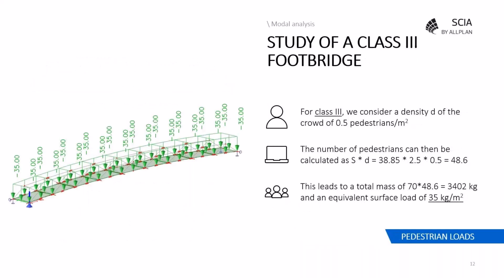So the first thing to establish here is to specify the loads to be applied, which will be corresponding to the presence of pedestrians. First, we will assume that the footbridge is of class 3, so we will consider 0.5 pedestrians per square meter. So the number of pedestrians can then be calculated as 48.6. We assume a mass of 70 kilograms per pedestrian, which leads us to a total weight of 3,402 kilograms and an equivalent surface load to be applied in SCIA Engineer of 35 kilograms per square meter.